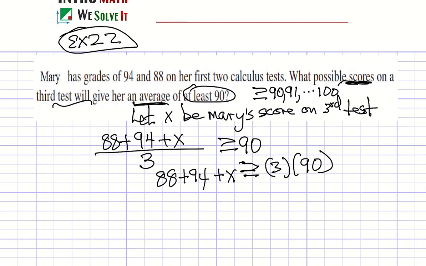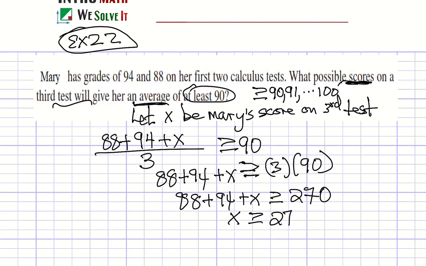Basically, let me see, 88 plus 94 plus x is greater than or equal to 270, okay? And then you move stuff around. You have x greater than or equal to 270 minus 88 minus 94. You see that, right? So you do that, you get x greater than or equal to what? You subtract 88 from 270, and then you subtract 94 from 270. What is left is 88.